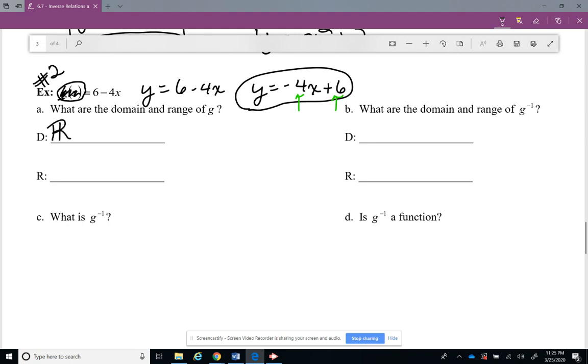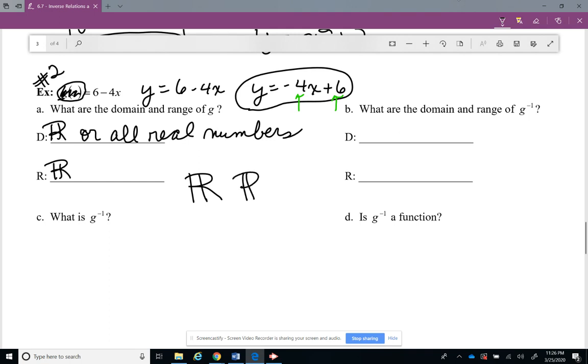You can either write it like that, or you can do all real numbers. Well, if the range is all real numbers, I'm sorry, the domain, I didn't mean to put range. The domain is all real numbers. Then the range is also going to be all real numbers because it's a line. Okay? When you go like this, and go like this, and then you go like this, that's the sign for all real numbers. Okay? Some people like to just put "or all real numbers."